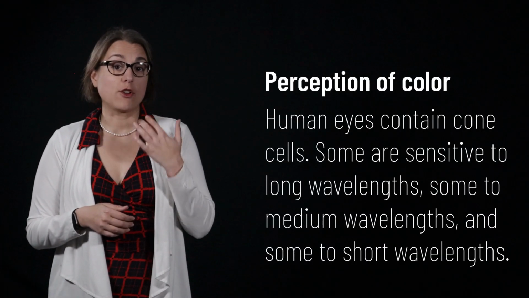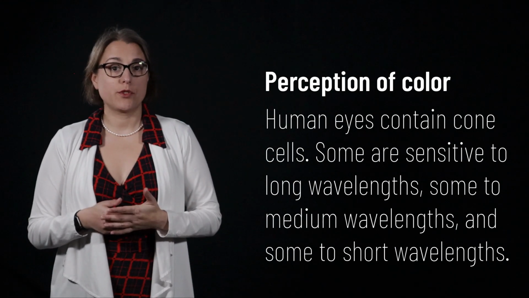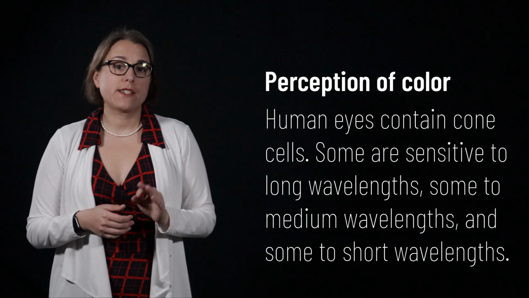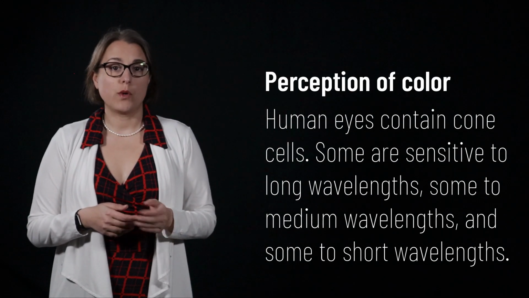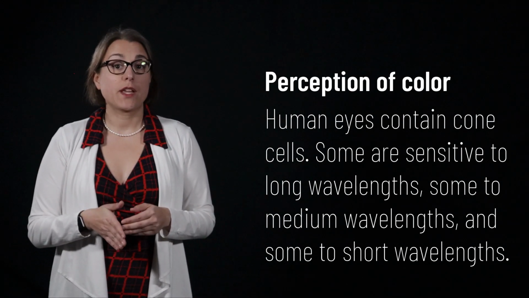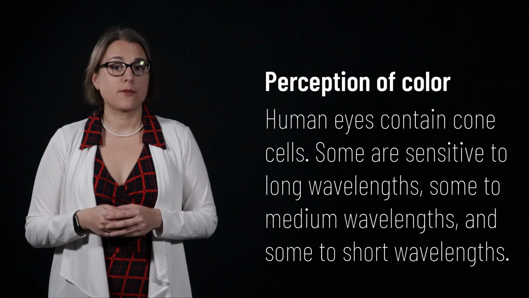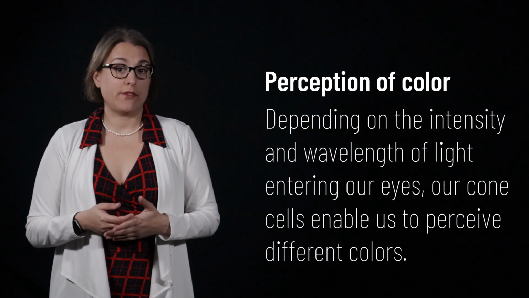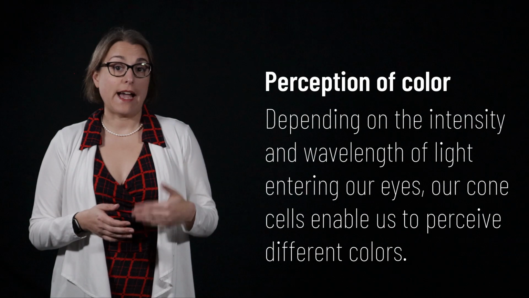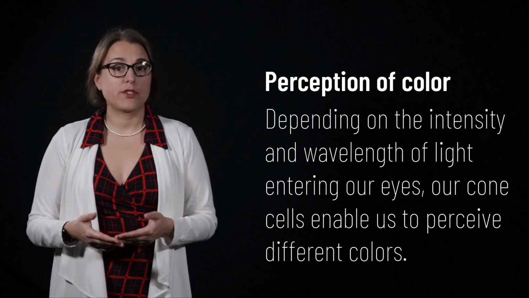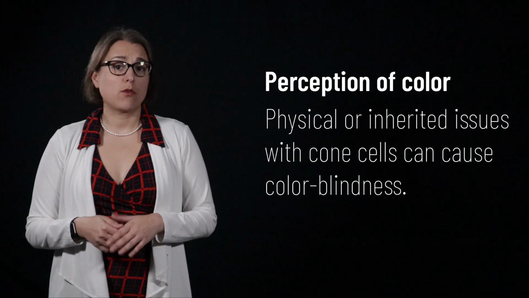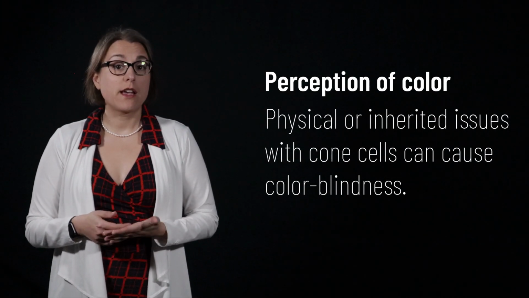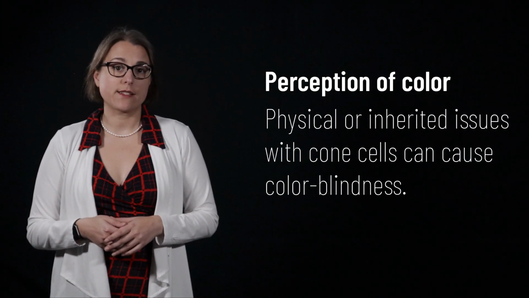Human eyes contain cone cells that allow us to perceive light. There are three types of cone cells: one sensitive to short wavelengths of light, one sensitive to medium wavelengths, and one sensitive to long wavelengths. When light waves of different wavelengths and intensities interact with our cones, we perceive things as taking on different colors as a result. Physical or inherited issues with cone cells can be a cause of color blindness.